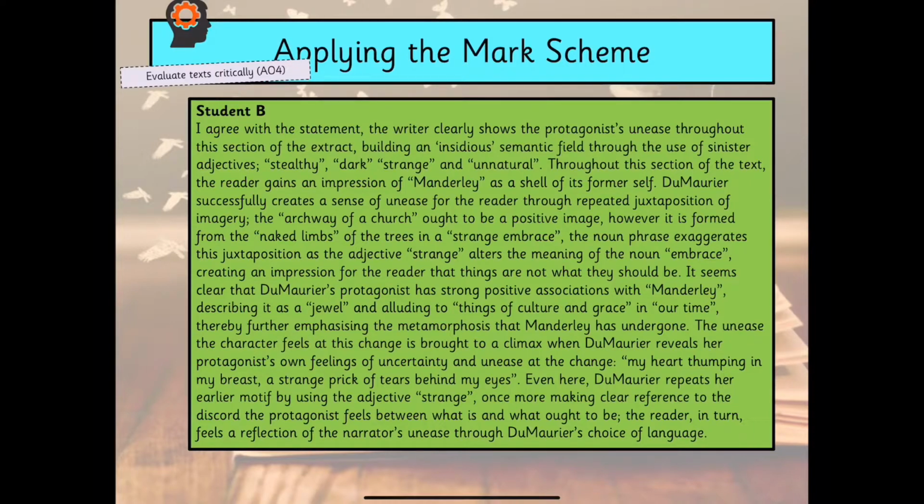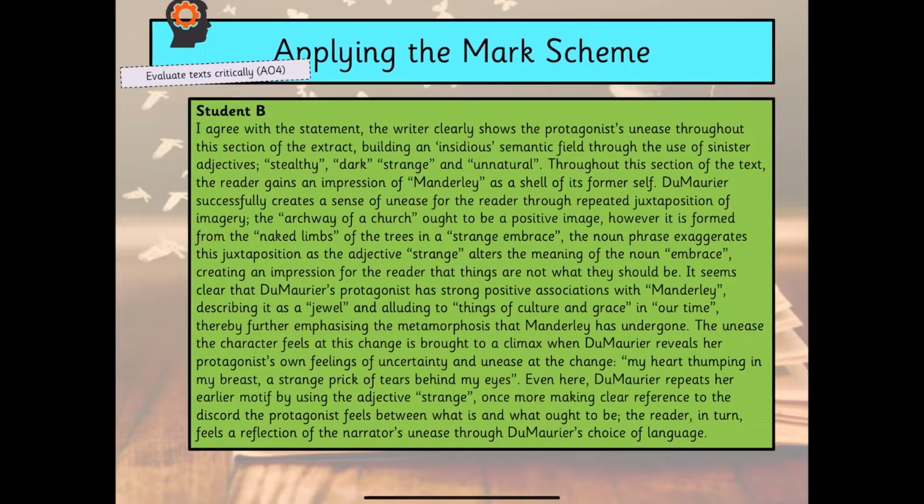I agree with the statement. The writer clearly shows the protagonist's unease throughout the section of the extract, building an insidious semantic field through the use of sinister adjectives: stealthy, dark, strange, and unnatural. Throughout this section of the text, the reader gains an impression of Manderley as a shell of its former self.